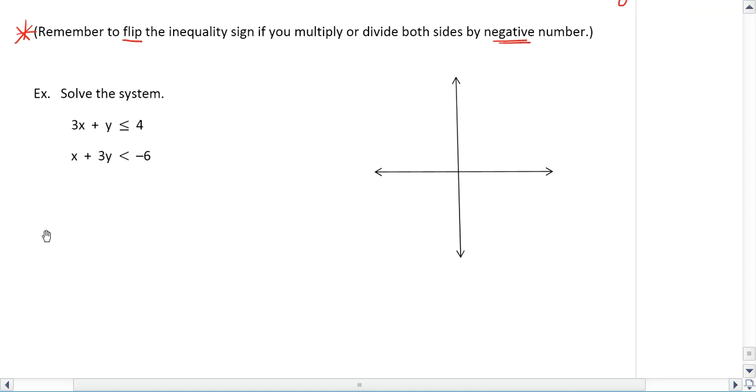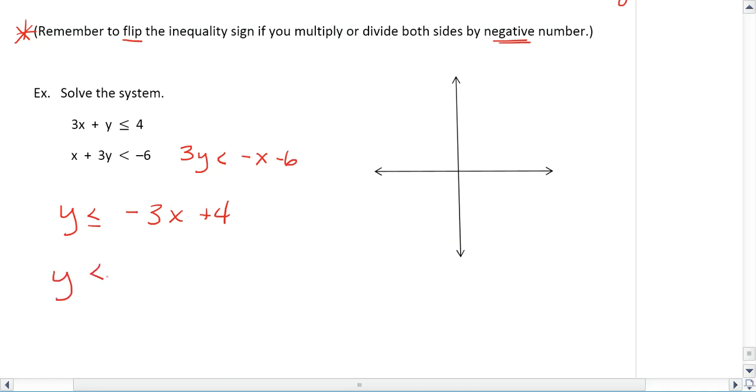All right, this one, solve the system. Okay, neither one of these are solved for y, so that's the first thing that we would need to do. So on this top one, it's not too bad. All I need to do is subtract a 3x from both sides. So I'll be entering that. This one has a little more to do. So first let's subtract an x from both sides. I'd have 3y, negative x minus 6, and then I need to divide everything by 3. So I'd get y is less than a negative 1/3 x minus 2.